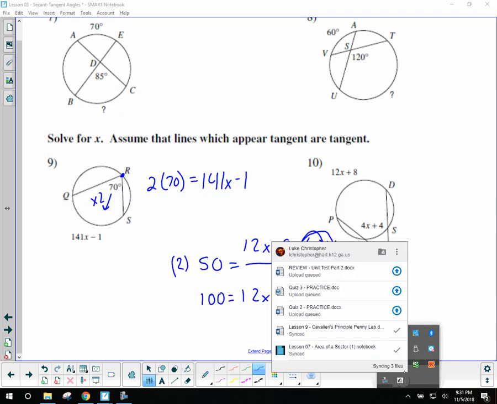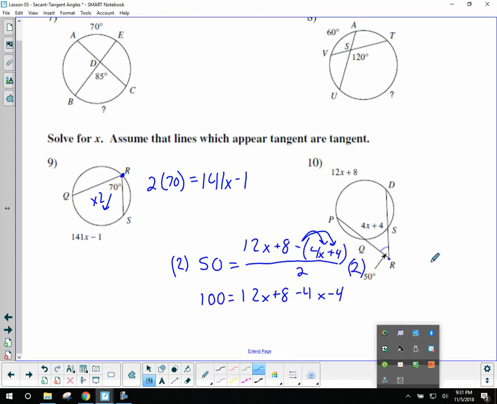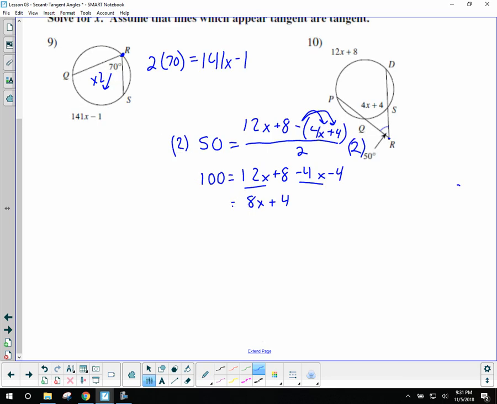All right. Combine like terms. We got 12x minus 4x. That's 8x. 8, 4. I guess that's going to be 4. All that should equal 100. Again, we're solving for x. Minus 4. We get 96 equals 8x. Divide by 8. Let me check my calculator. And we get 12. Wow, I should have known that. What's wrong with me?